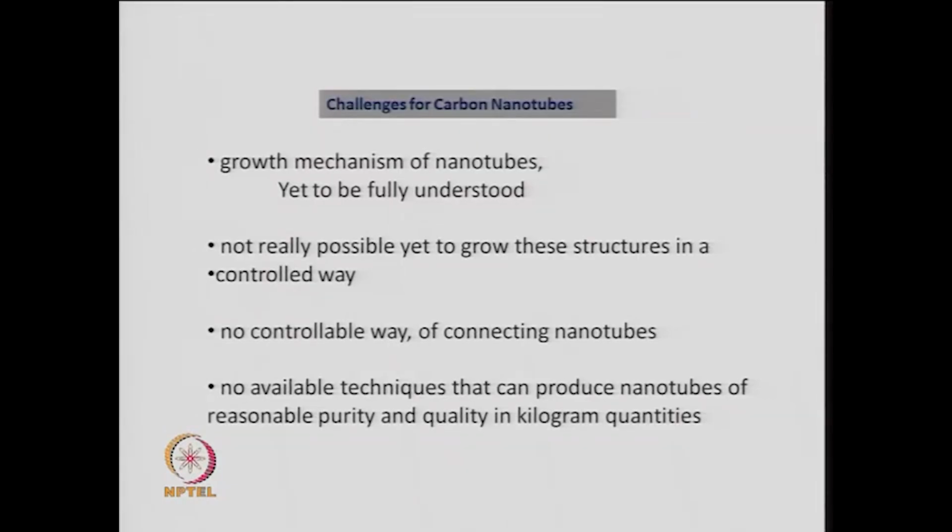There are several challenges for carbon nanotubes: the growth mechanism of nanotubes is yet to be understood, and these structures cannot be controlled in exactly the way you want. Then connecting these nanotubes is also not easy, and there are still requirements for producing these nanotubes in large quantities.